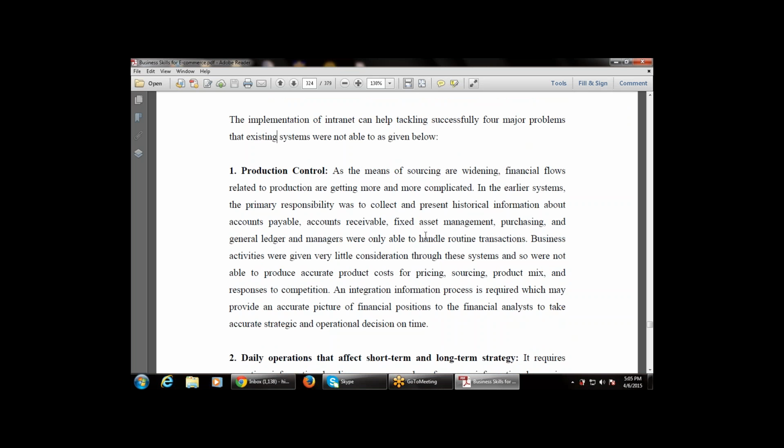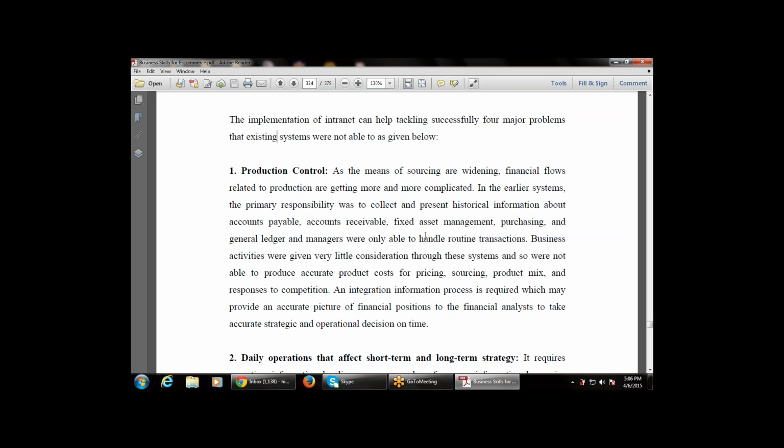Whatever the traditional system is, it faces various problems, like how to build, how to control, and how to run the daily operations. There are so many problems that can be solved by implementing the intranet in the organization. Now, what are the various problems that are solved? First is production control. Production control means there should be proper control over the production part. The intranet is used for the production part also, that is, there is a requirement for gathering data, analysis of data, and controlling the production.